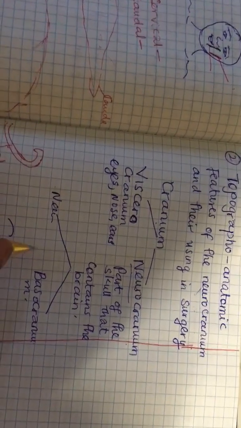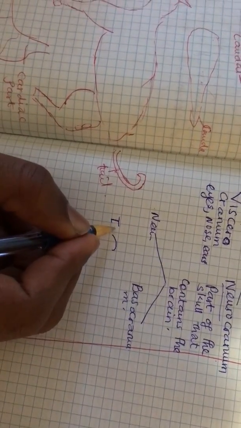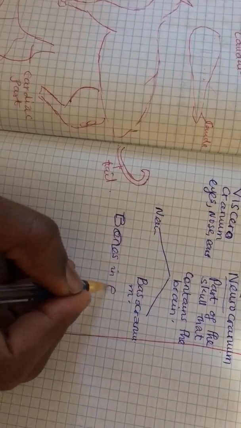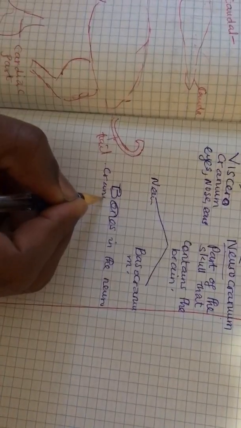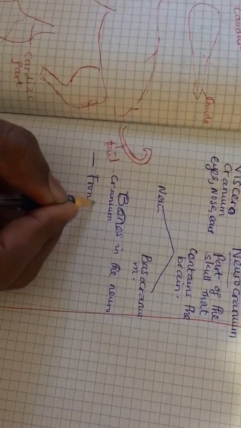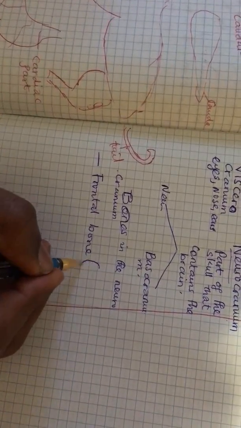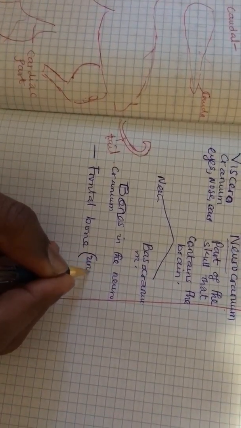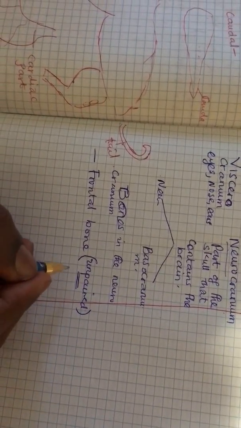Simply put, what types of bones can we see in this part, in the neurocranium? You can start with the frontal bone. You should remember that the frontal bone is only one, so because of this, it is unpaired.